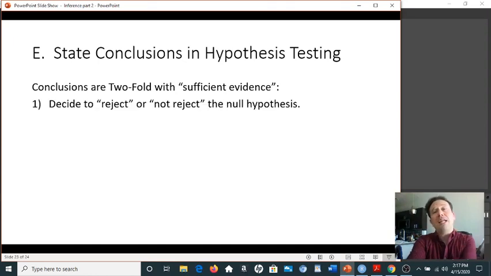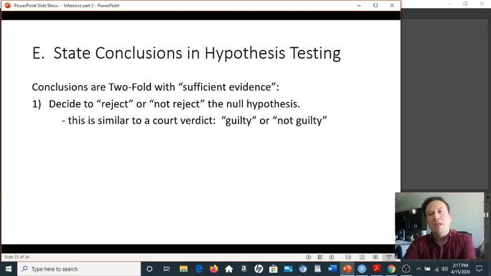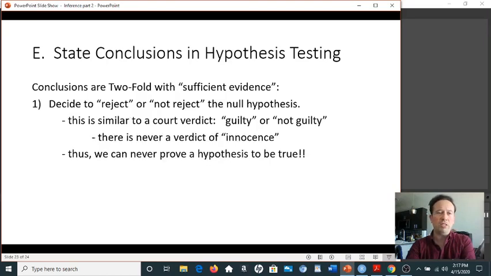First, for the null hypothesis, we always say that we either reject it or we fail to reject it. We never say it's true. We never say we accept it. And here's why. Think of court verdicts. When you go to court, they never say, congratulations, you're innocent. They say you're not guilty, or, if the tables are turned the other way, that you are guilty. They never say you're innocent, so there's never a verdict of innocence.